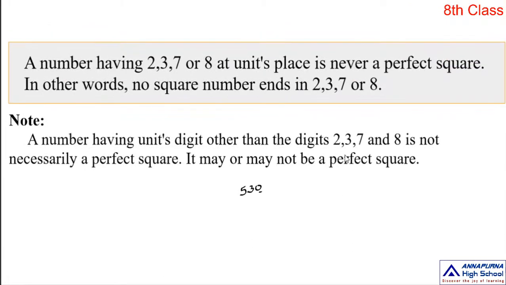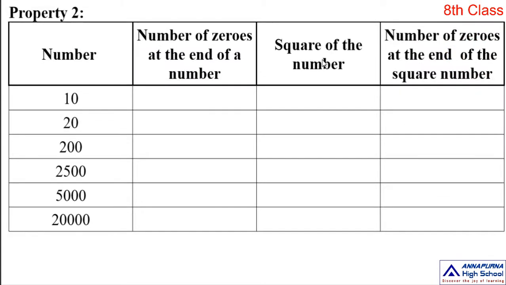So what is the first property? A number having 2, 3, 7 or 8 at units place is never a perfect square. That means the square of any natural number does not end with 2, 3, 7 or 8. This is the first property. And let's come to the second property. So this is property 2.